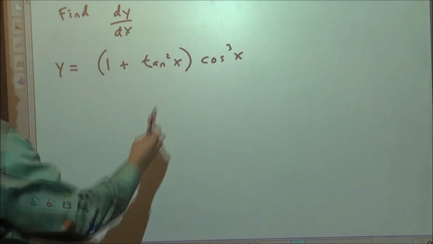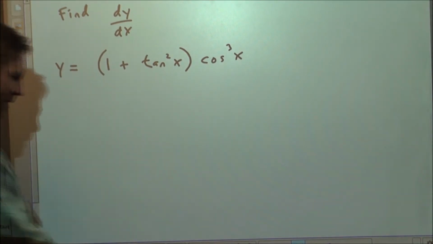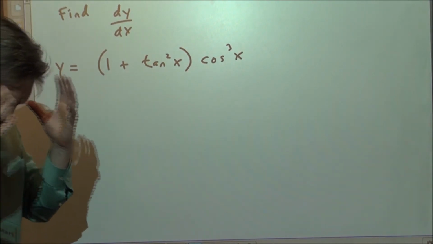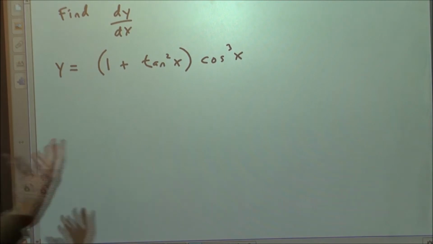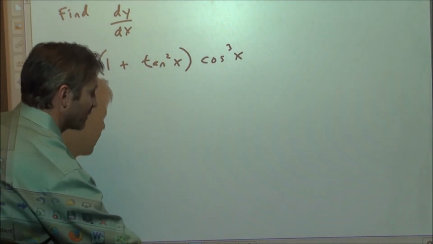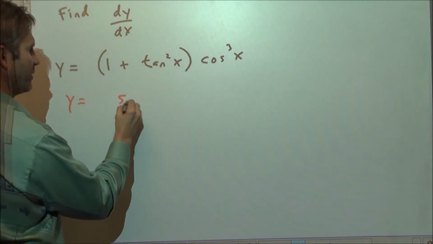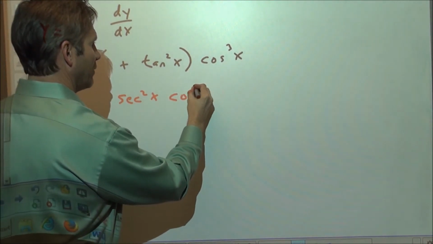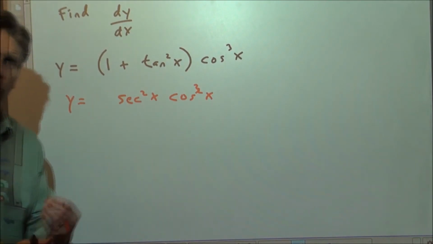And then if we see this, we say, that looks kind of messy. I wish there was something we could do to clean that up. And then we realize, oh yeah, tangent squared, that's where we got the secant squared and the cotangent. This is the secant squared thing. This comes from the Pythagorean identity. So then our next step would be to say, oh, okay, I can replace that guy with secant squared of x times cosine cubed of x.